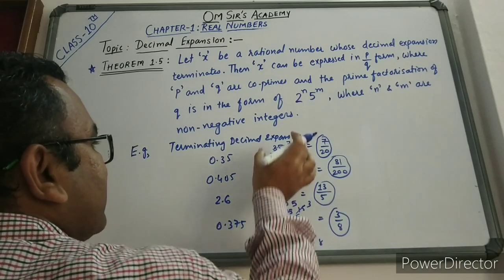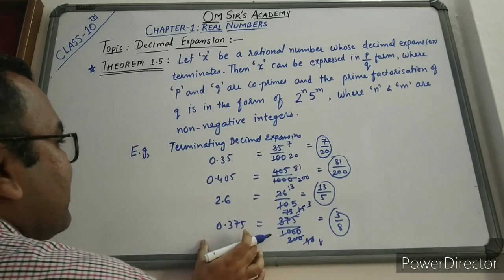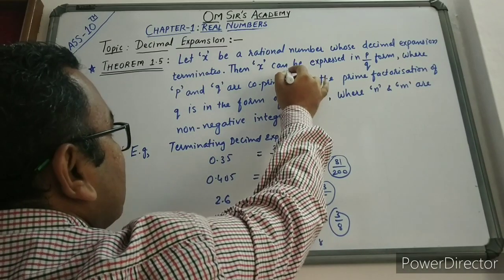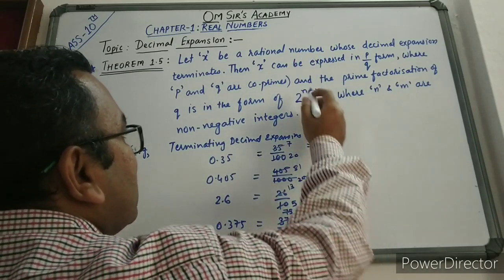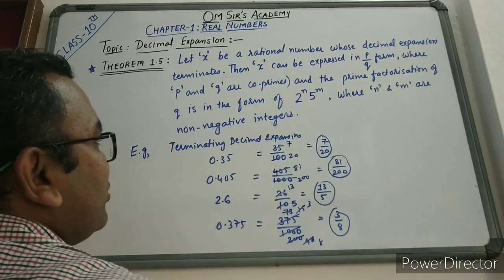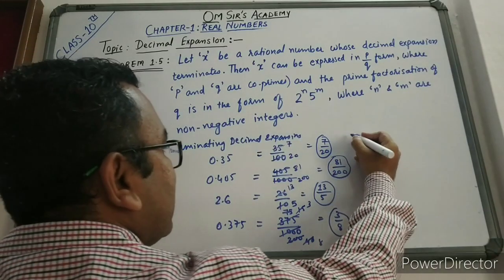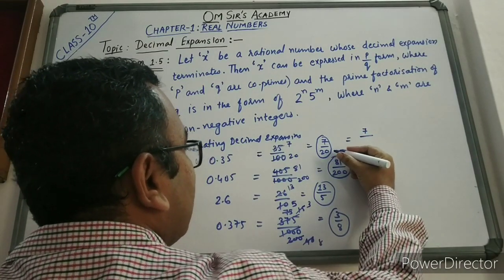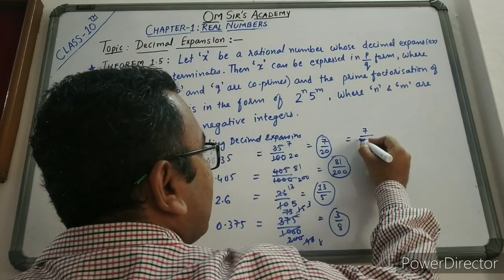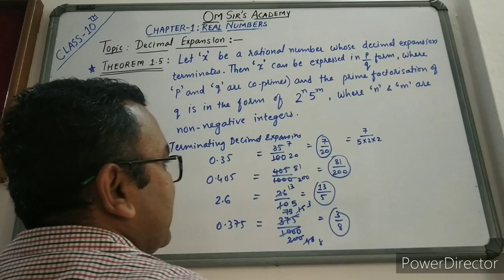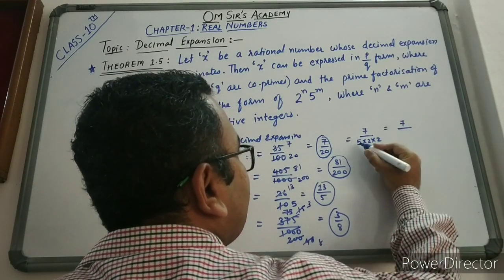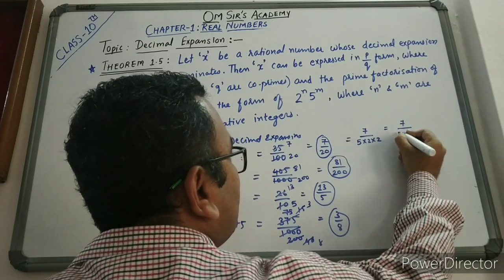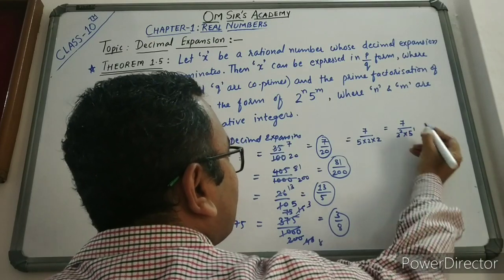Is it clear? So friends, we have expressed these terminating decimal expansions in p by q form, where p and q are co-prime. So till here it is clear, friends. Now the prime factorization of q is in the form of 2 raised to n and 5 raised to m. So see here, what is q? q is 20. If I prime factorize 20, what will be the prime factors of 20? 20 will be 5 into 2 into 2. Is it clear? So 5 twos are 10, 2 twos are 20. So 5 raised to 1, and 2 repeated 2 times, so 2 raised to 2 into 5 raised to 1.